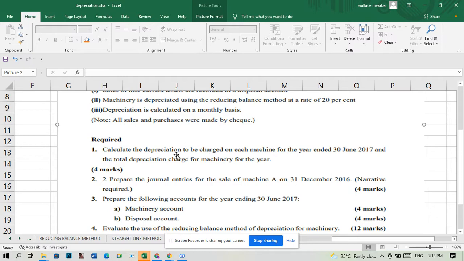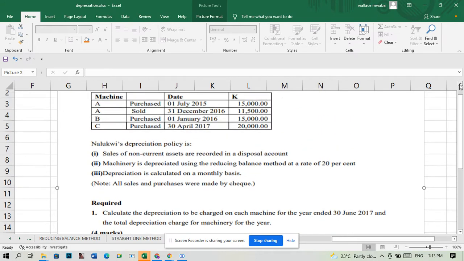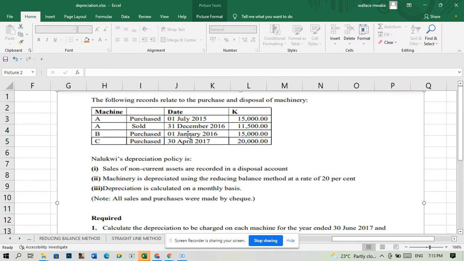So we're going to start with part one. We have to calculate the depreciation to be charged on each machine for the year ended 30th June 2017. We're going to refer back to our table here. We've got machine A. It was purchased on the 1st July 2015 for 15,000. Then it was sold on 31st December 2016. So before the year ends on 30th June 2017, the machine is sold.